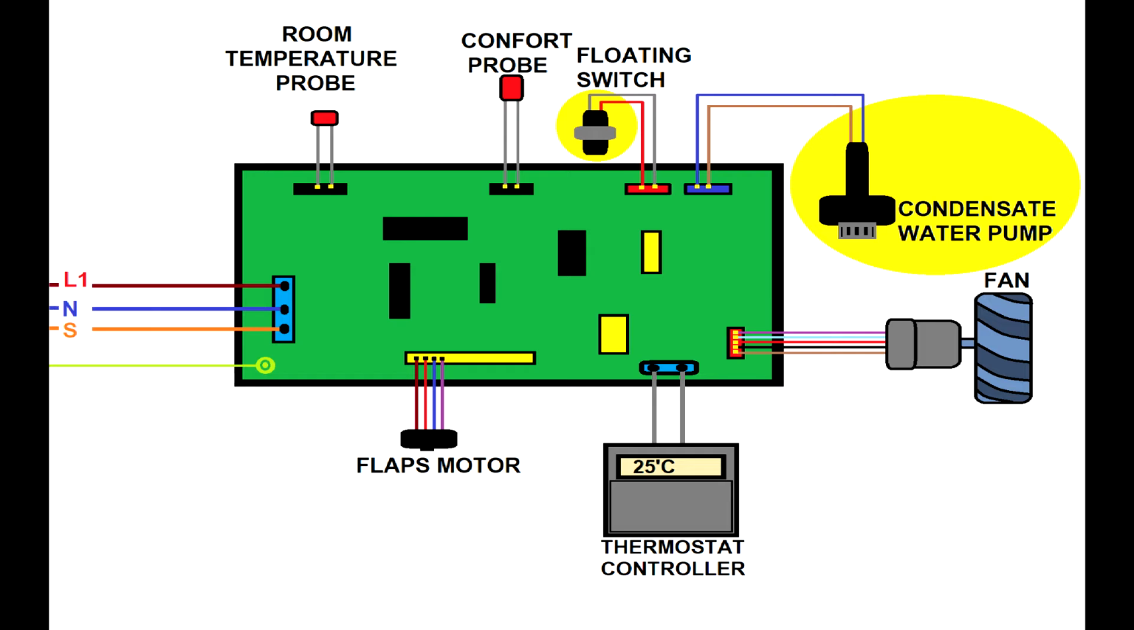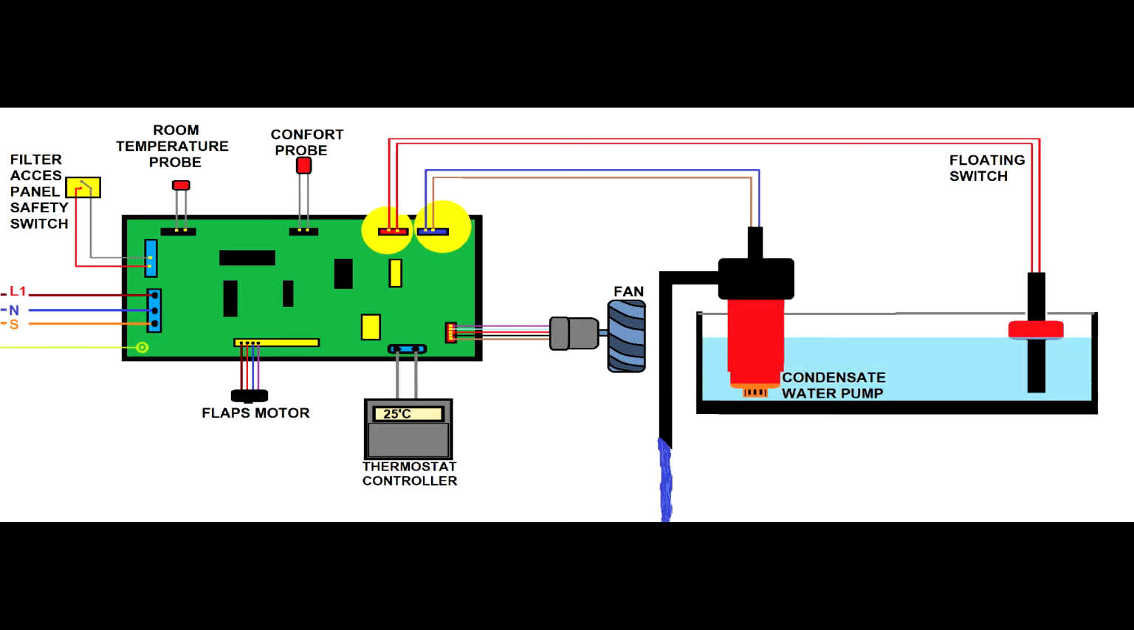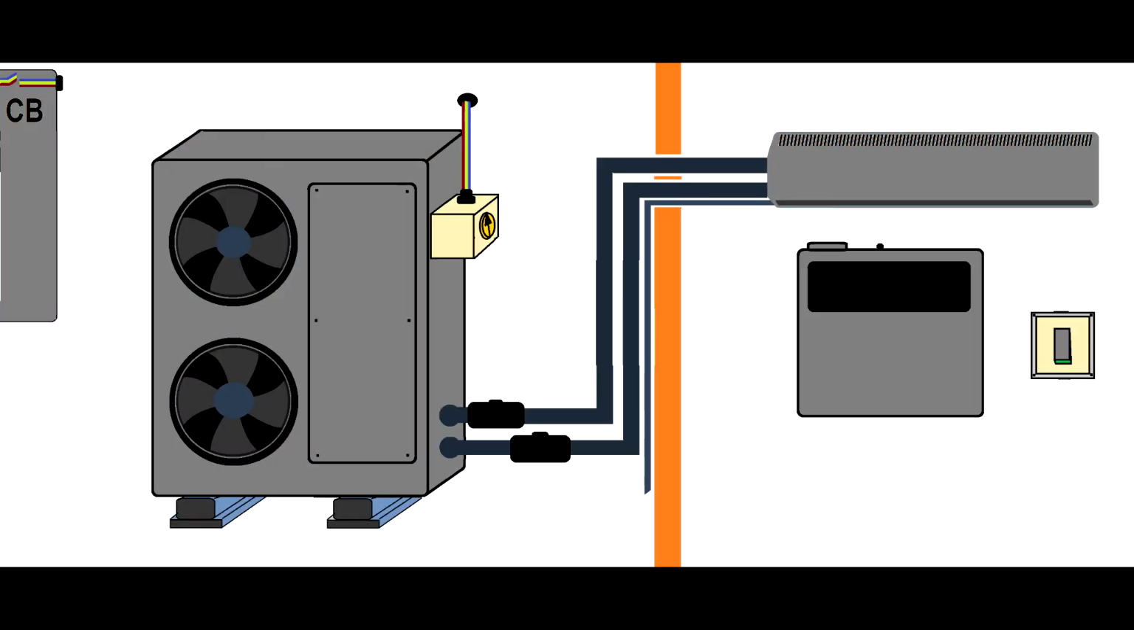The condensate pump and the floating switch are designed to eliminate water from the drip tray. What you'll see on the right hand side is the evaporator and the fan, and below the evaporator is a drip tray, and that's where you'll find the pump. How the pump works: imagine you have a tank that fills with water. The floating switch, when it reaches the top level, will send a signal to the printed circuit board, and the pump will be activated and water will be extracted from the drip tray. Simple as such.